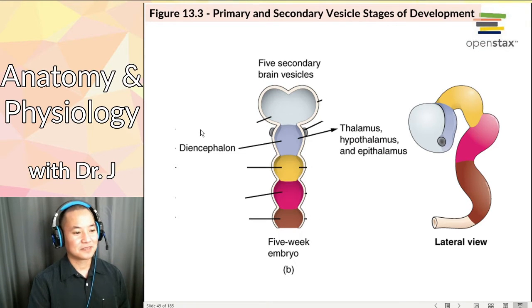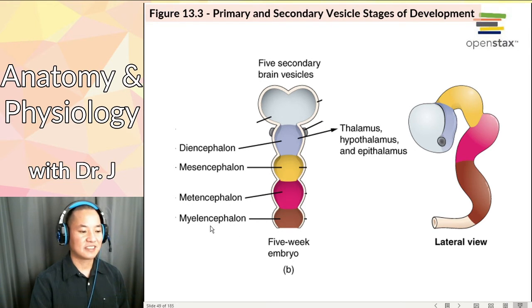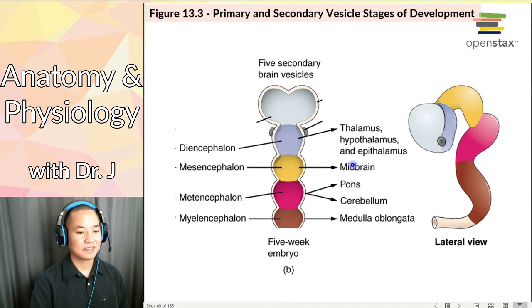Okay, so here we have the diencephalon, and remember it gives birth to the thalamus, hypothalamus, subthalamus, epithalamus, and mammillary bodies. But here we have the mesencephalon, metencephalon, and the myelencephalon. Now what derives from there? Well, we have the midbrain, the pons and cerebellum, and the medulla oblongata. So what we have here is midbrain, pons, and medulla. All of these are the brainstem.